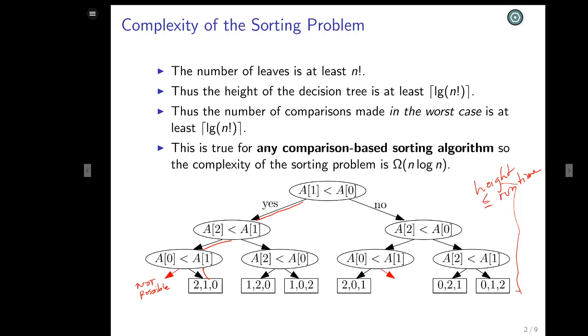Does it include the root node, or does it not include the end? Because technically, there's 4 levels here, if you count the end. So how do you count? Height is the number of edges on the path from the root to the deepest node in the tree. The height is the number of edges.